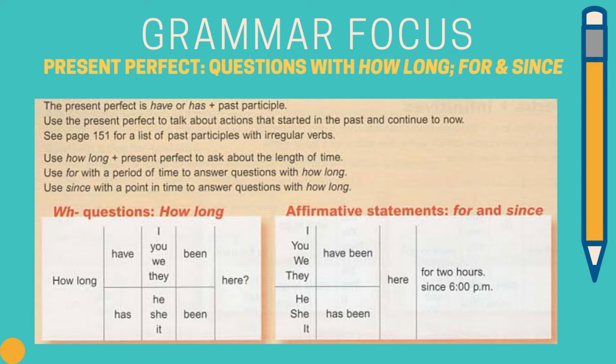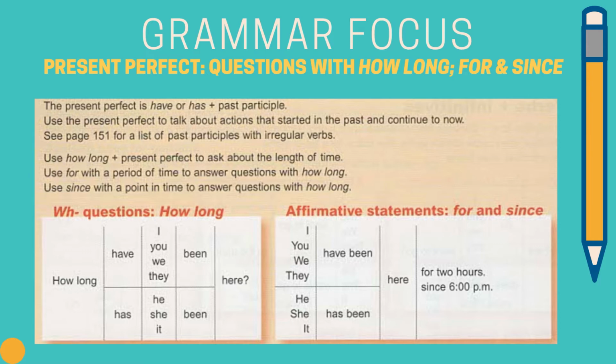Now look at this if we answered it with since. How long have I been here? I have been here since 6 p.m. That's a specific point in time. Since January. Since 5 p.m. Since Monday. So we use the word since when there's a more specific point in time. And we use the word for when it's more of a period of time.